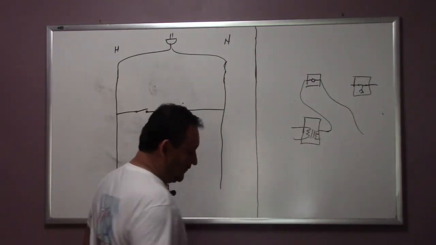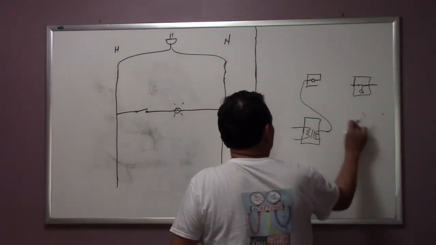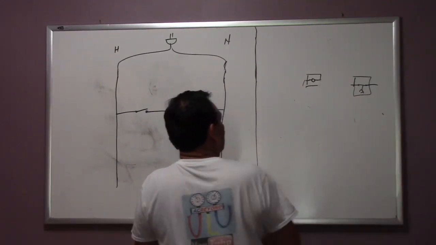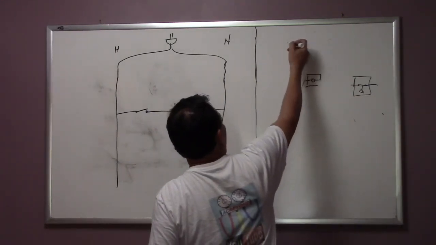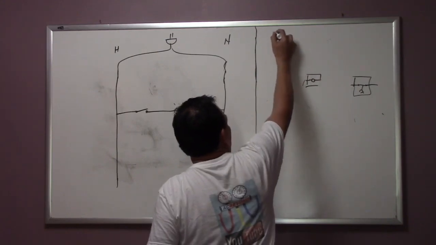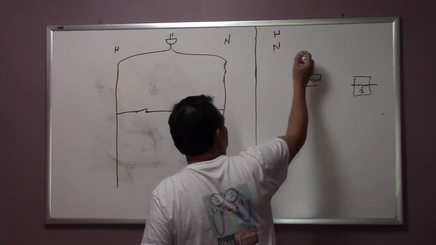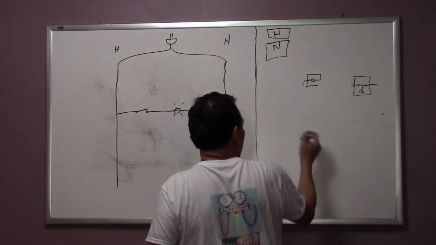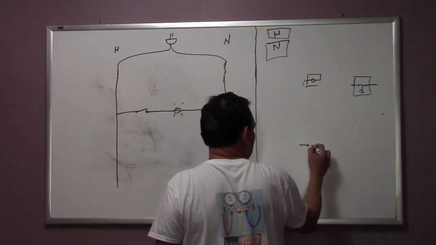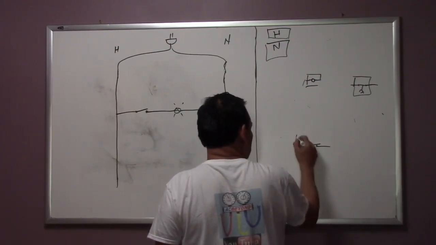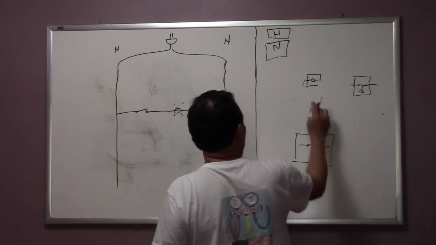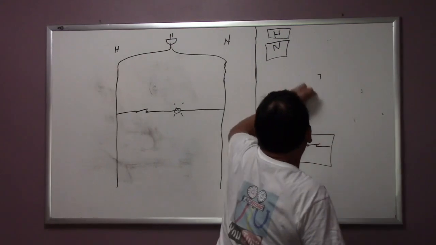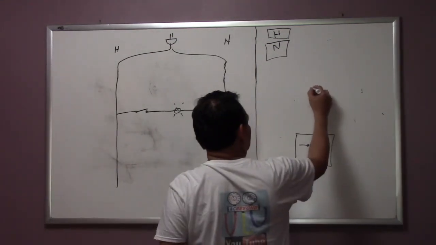Let's suppose you have the same scenario here. You have hot here, and you have neutral. I have two boxes, and let's suppose there are light switches, let's say that switch is here. And this is going to be your light bulb.